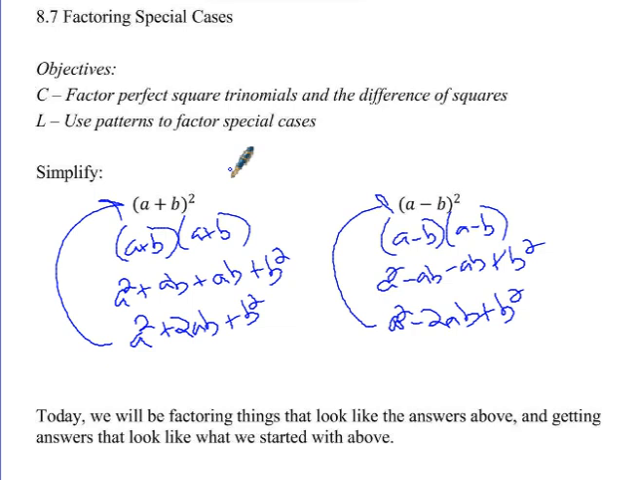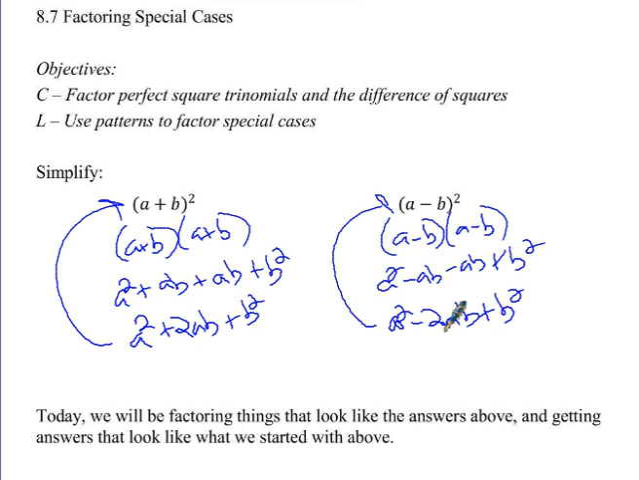In this case, the only difference between this answer and this answer is the fact that we have this minus sign sitting right here in the middle term. The minus sign right here comes from the fact that we have a minus sign right there. This here is a plus sign, so that comes from the plus sign right there. And the third term here is always positive.